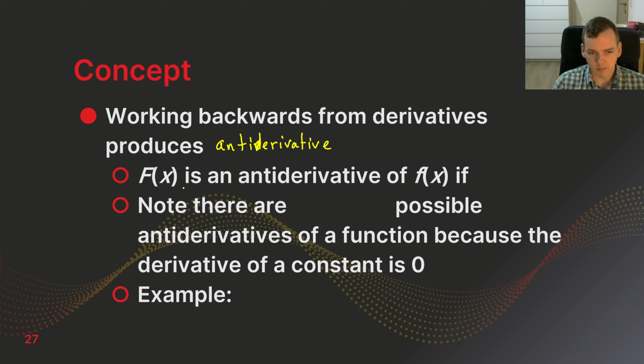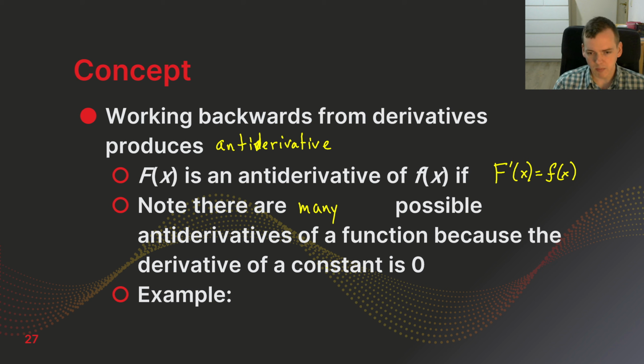So big F of x is an antiderivative of little f of x if it can be said that the derivative of big F of x equals little f of x. So in other words, if I take the derivative of something, that means little f of x is the derivative of big F of x, which means big F of x is the antiderivative of little f of x. It's kind of like the idea of an inverse function, but it's just saying if we undo it, what do we get?